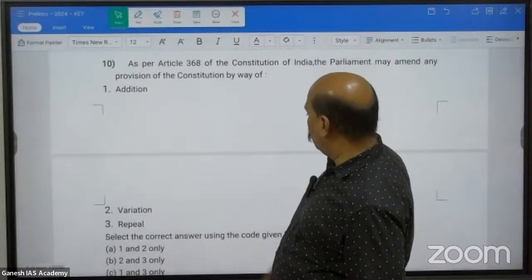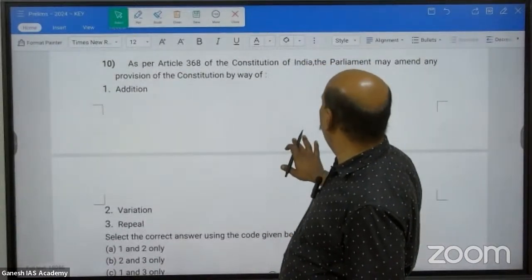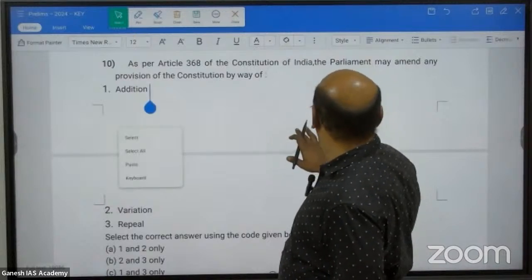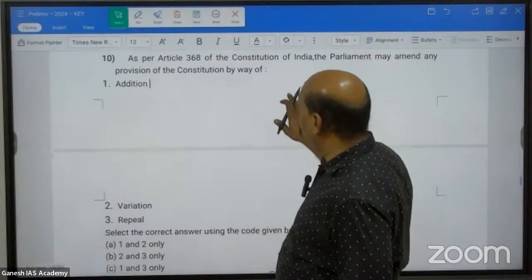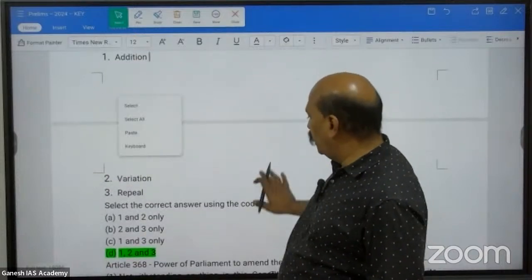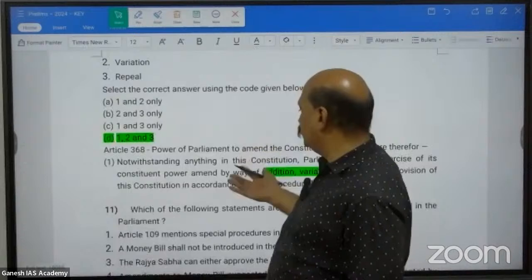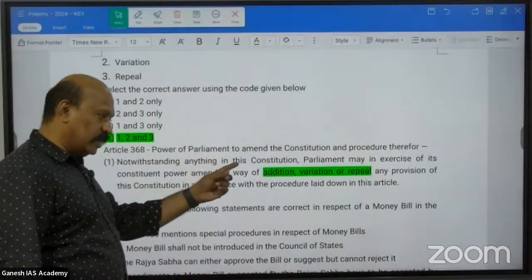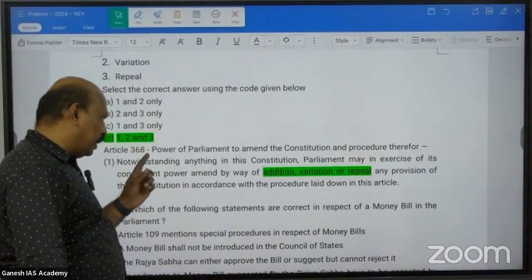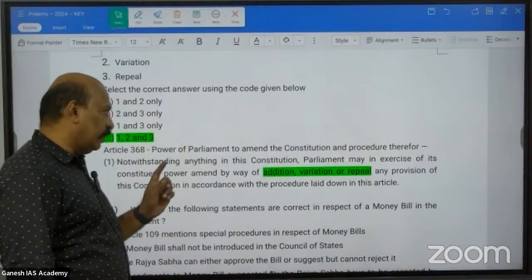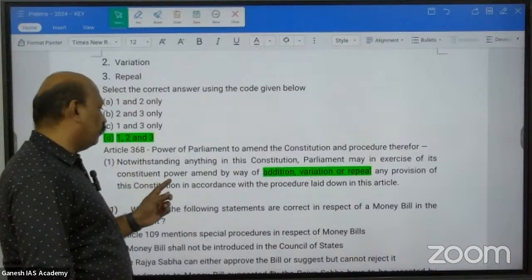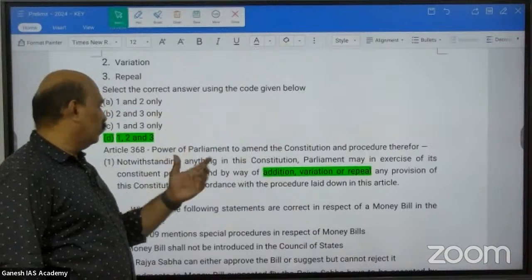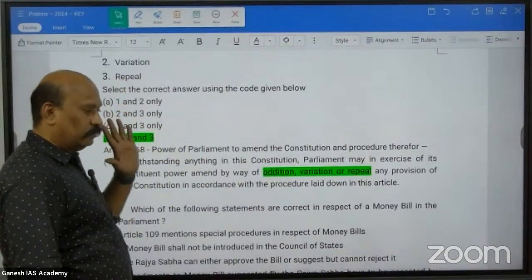Then, as per Article 368 of the Constitution of India, the Parliament may amend any provision of the Constitution by way of addition, variation, and repeal. This is exactly what Article 368 Clause 1 says. If you read it: notwithstanding anything in this Constitution, Parliament may, in exercise of its constituent power, amend by way of addition, variation or repeal. The three terms are from the Constitution itself.